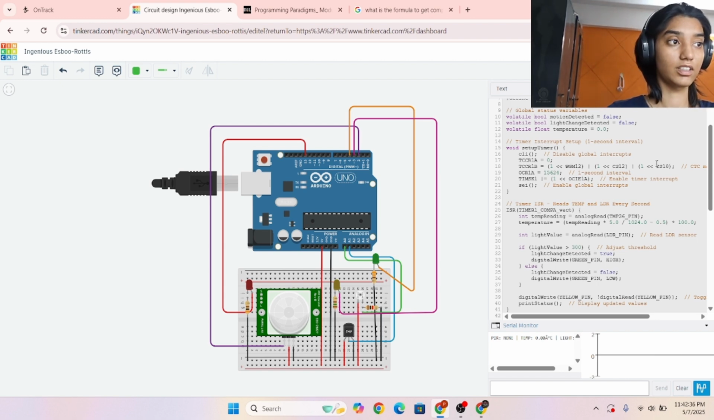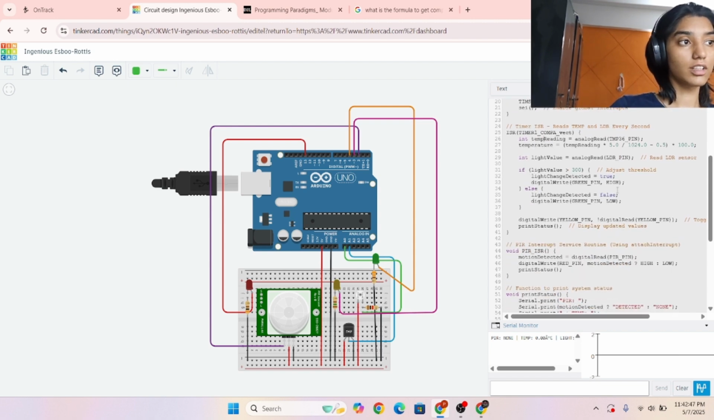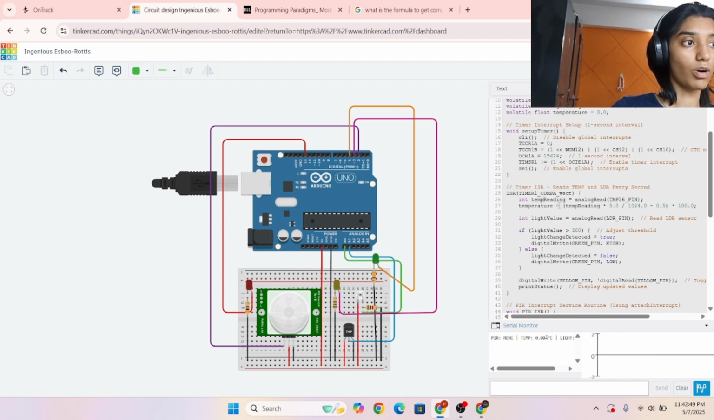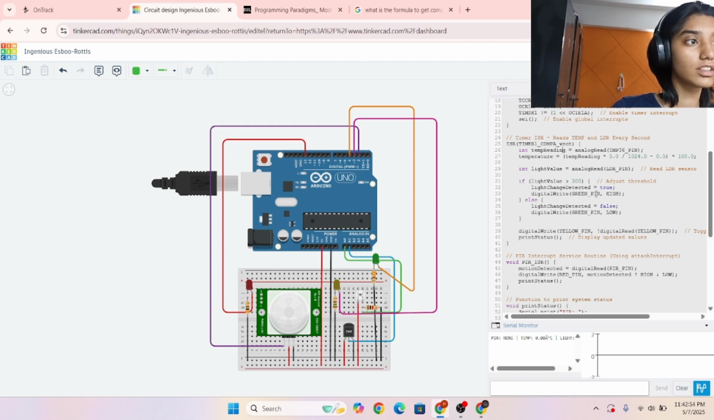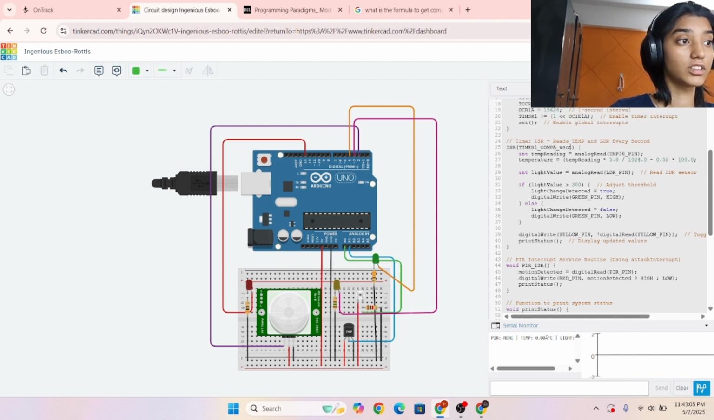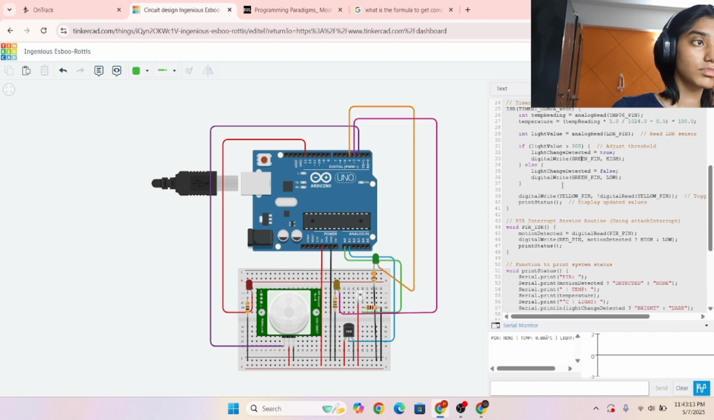Firstly, it stops whatever it is doing. It tells you there is an interrupt, and the interrupt is enabled at that particular instant. And moving on to what is being called inside this: it takes the temperature value, reads every value, and if the light value is greater than 300, then there is a change detected. So pin change is being talked about here, and it displays that the green light is high, and if there isn't a change detected, then the green light is low.